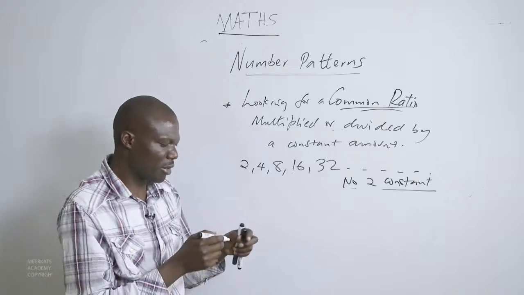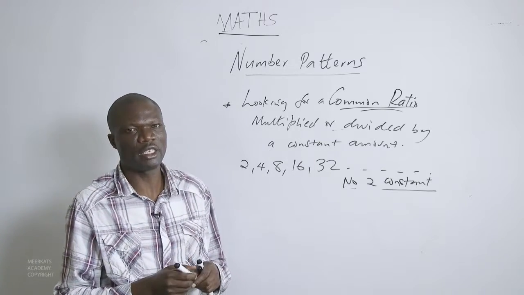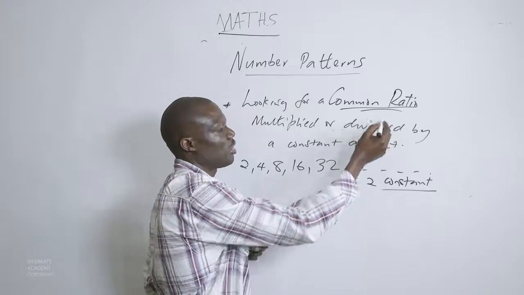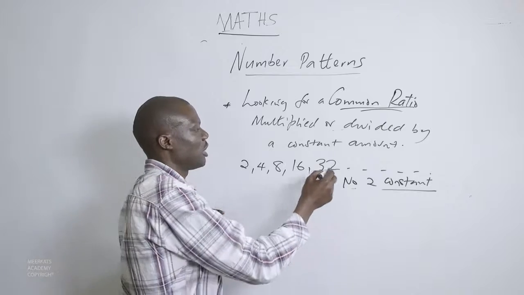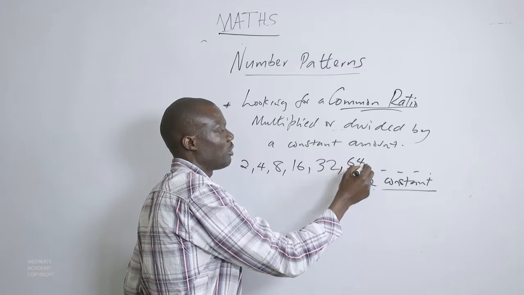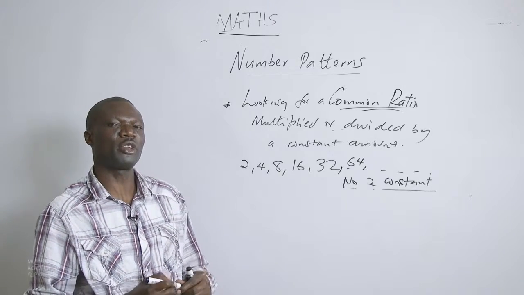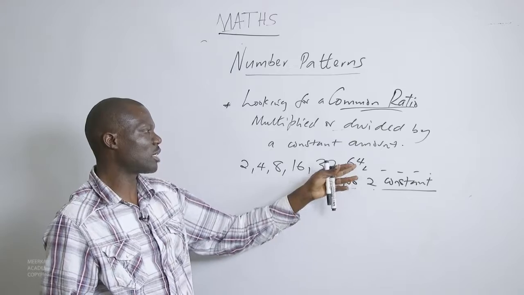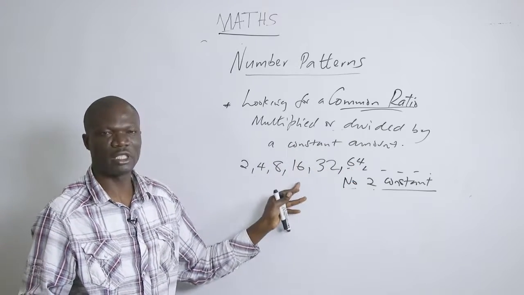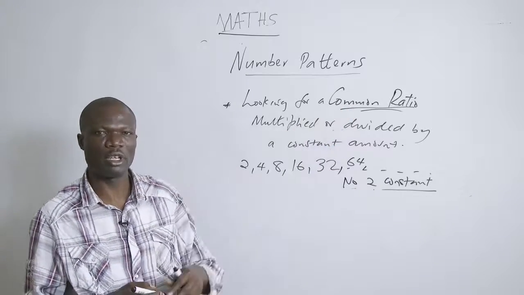And when that number that we are calling constant is multiplied by the previous term, it should give us the next term. That 2 is what we call the common ratio. So the next term here is 32 multiplied by 2, which is 64. Or if you are going backwards, you would take 64 divided by 2, 32, divided by 2, 16, and so on. This is the common ratio.